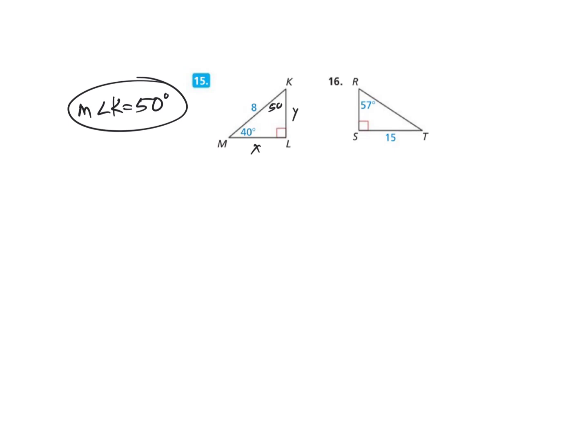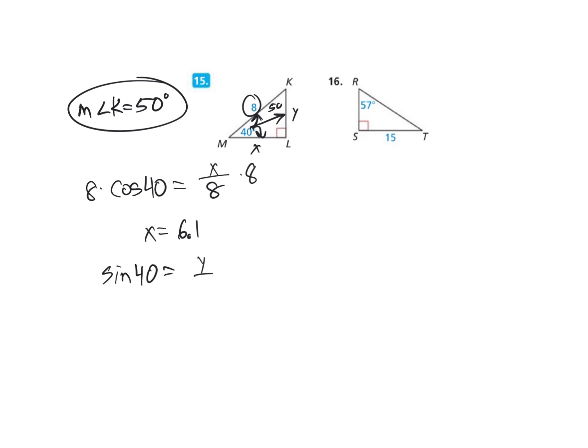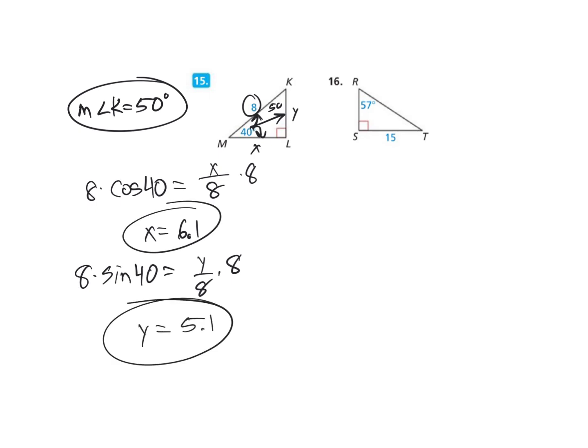So from 40 degrees, I'm going to use the adjacent leg and the hypotenuse. So that's the cosine of 40. The adjacent leg over the hypotenuse, multiplied by 8. 8 times the cosine of 40 is going to give me X equals 6.1. And to get Y from 40, that's the opposite leg, and we're going to use the hypotenuse, so that's sine. Sine of 40 equals Y/8. Multiply by 8. So 8 times the sine of 40, and y is going to be 5.1. So there's your 3 values that you needed.